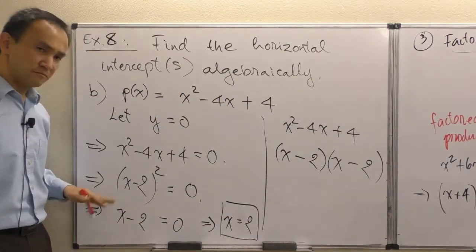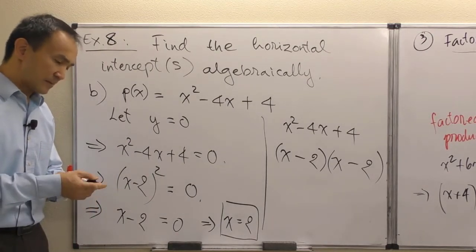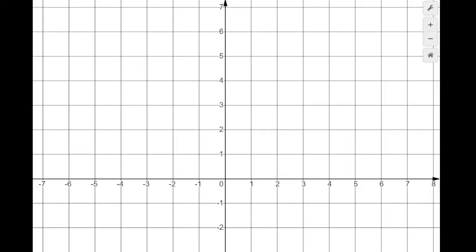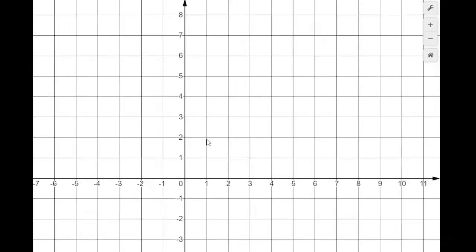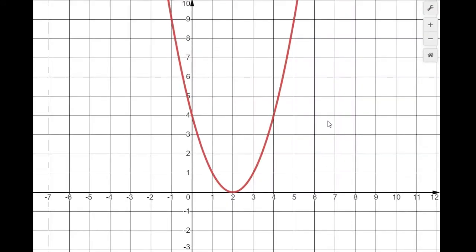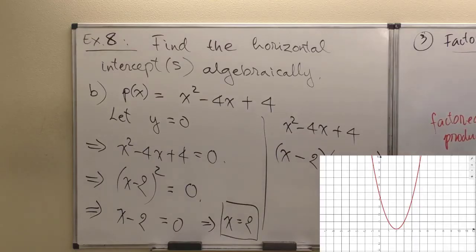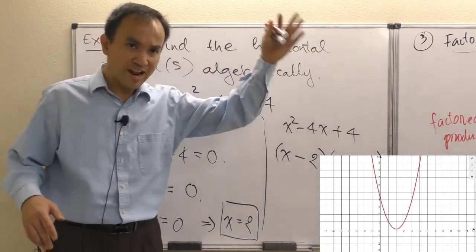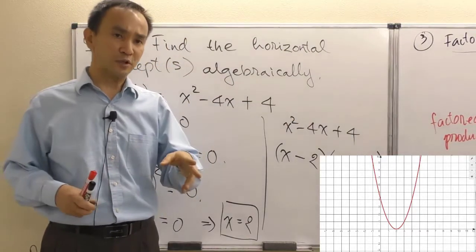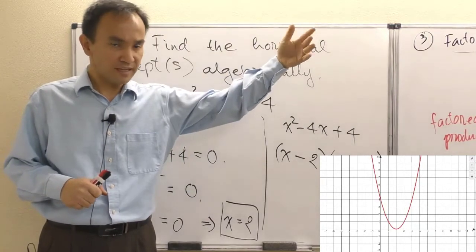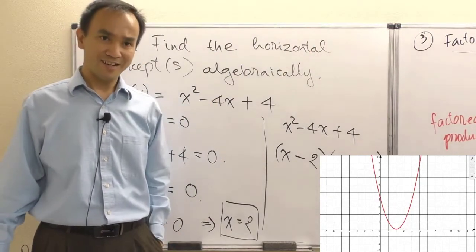Okay, now let's verify through the graph. On our graph here, with the empty graphing space, this is the graph for x squared minus 4x plus 4. Unlike the earlier problem, this time it's a quadratic with only one intercept. The earlier quadratic had two solutions, two horizontal intercepts. This quadratic has the same degree, but only one intercept.